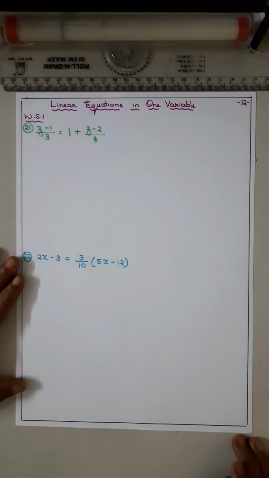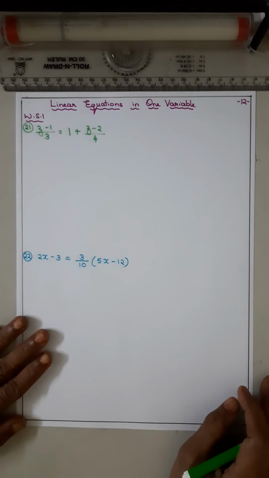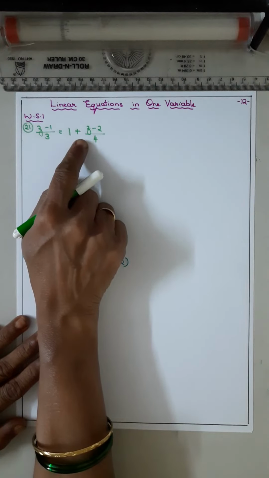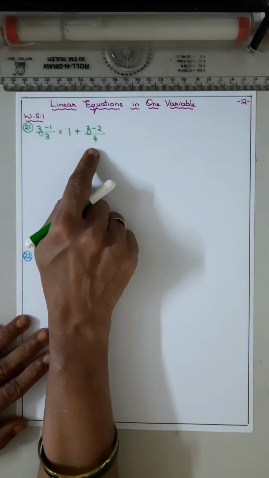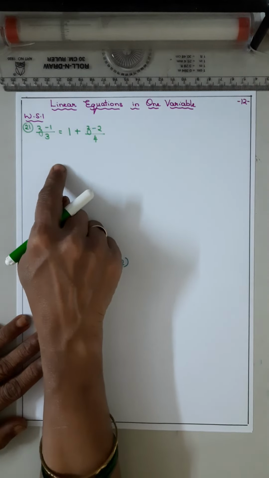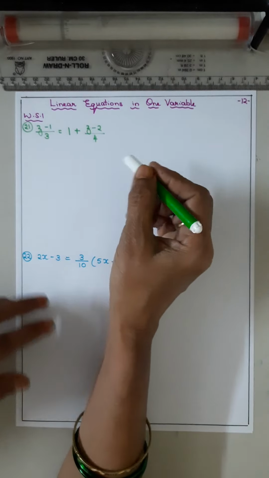We were discussing the lesson linear equations in one variable. The worksheet 1, question number 21: (z minus 1) by 3 is equal to 1 plus (z minus 2) upon 4. Please, while writing the question, take care. Okay, so 1 is the whole, then plus (z minus 2) by 4.